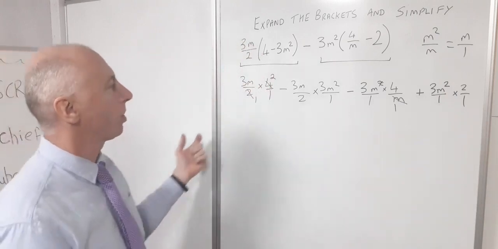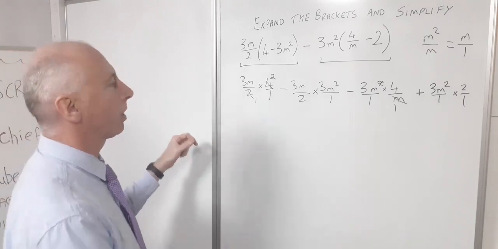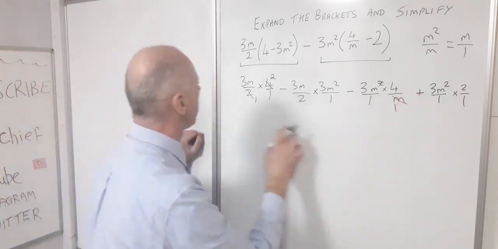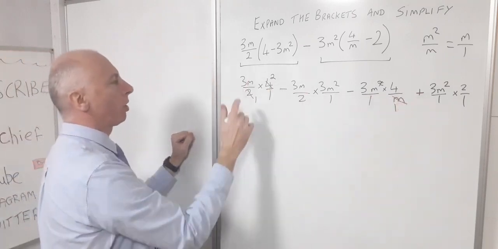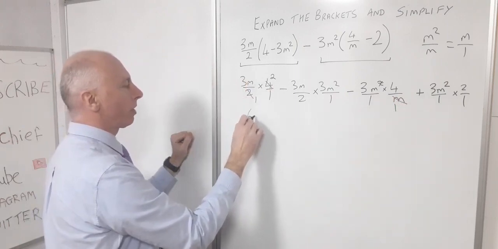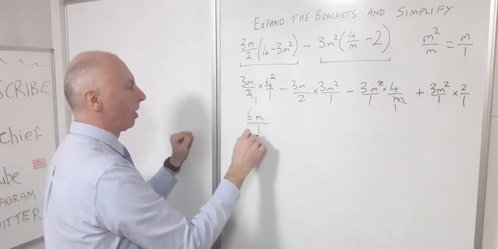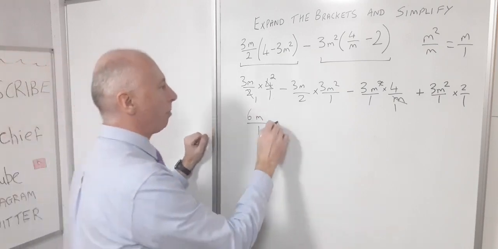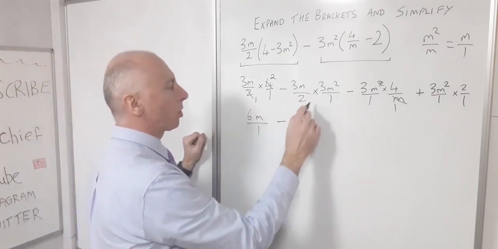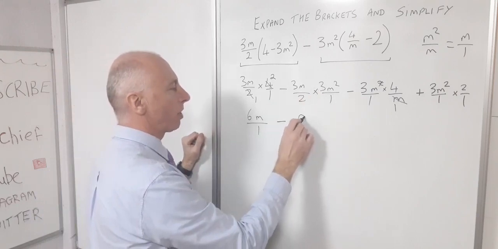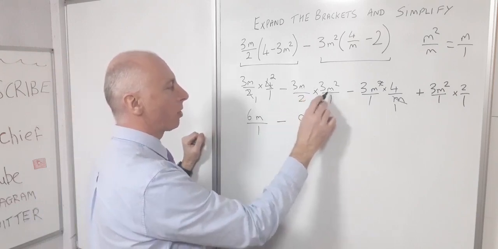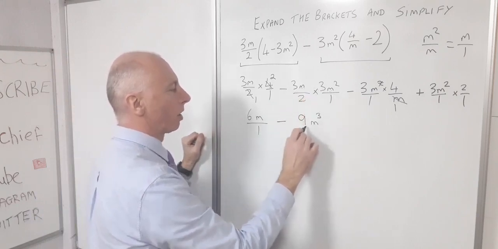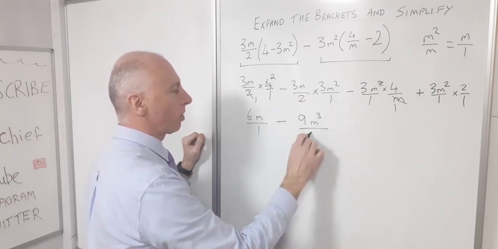Okay, now let's multiply these terms out and use the relevant operators. So 3m times 2. 3 times 2 is 6, and then that's just m. I'm going to write that over 1. That's my numerator, 1 times 1. And then minus 3m times 3m squared. Well, that's going to give me 3 3s are 9. m times m squared is m cubed. And then 2 times 1 is 2.